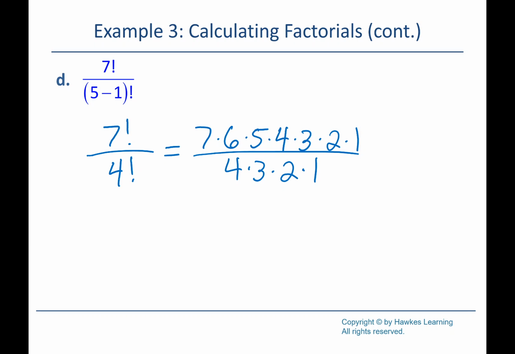And even though this one's not as long, we still have stuff that cancels. What cancels? The 4s, 3s, 2s, and 1s. So what are we left with? Just 7 times 6 times 5. Is that 210? Yep, 210.